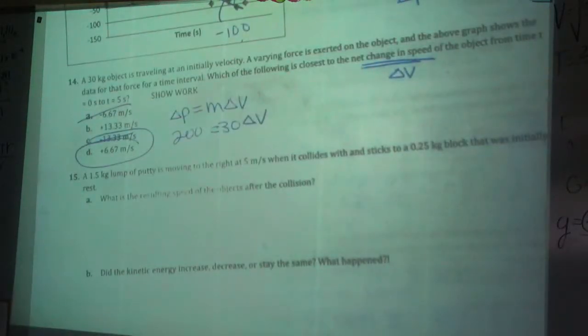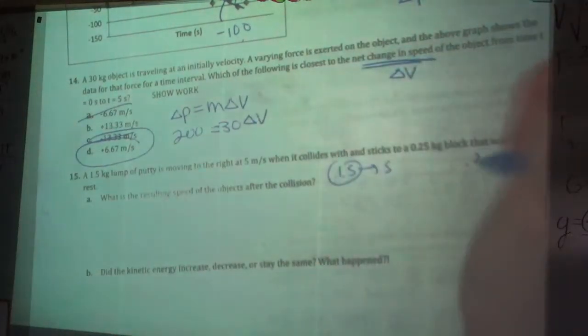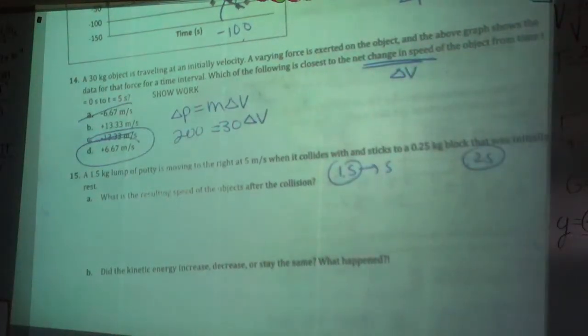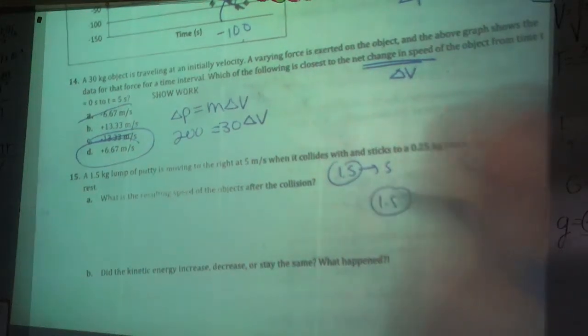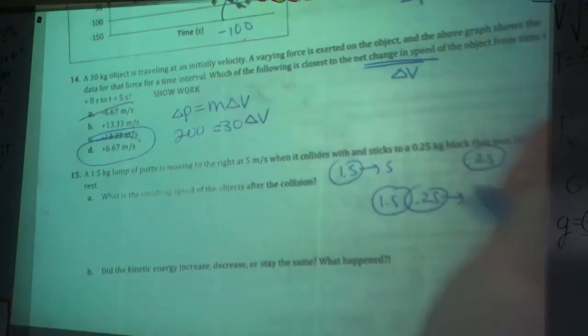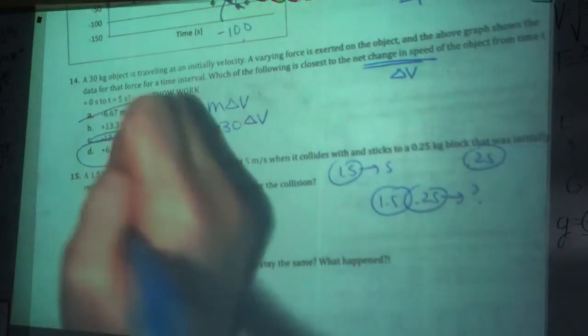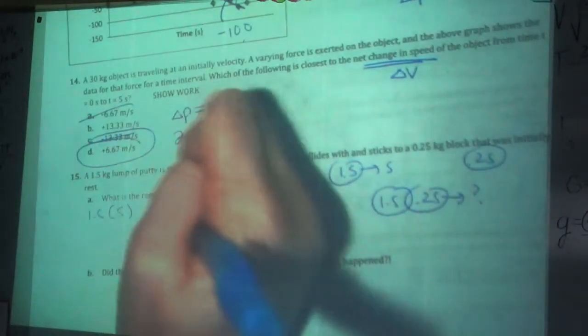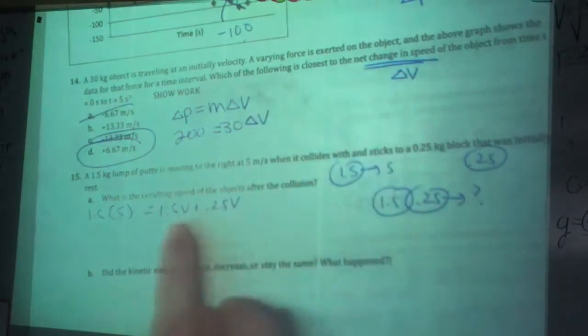A 15 kilogram lump of putty is moving to the right at 5 when it collides with a 0.25 that's initially at rest. What is the resulting speed after the collision? So this is an easy one. Momentum is conserved, and they're stuck together, so it's the same velocity.